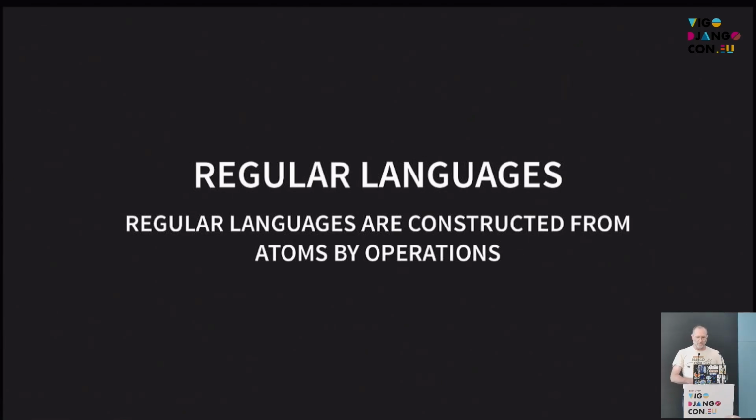Now we go a little more formal and abstract, so brace yourselves for some theory. I want to show the rules for construction of regular languages because they're reflected in the algorithms that are used to check if a string is in a language. So let's start. Regular languages are constructed from atoms by operations.